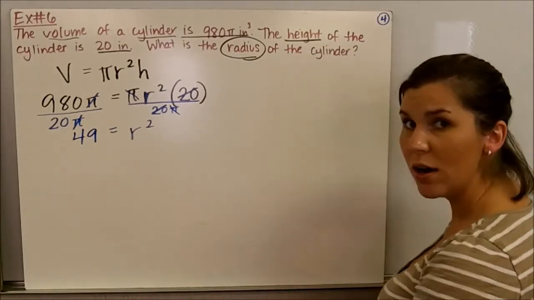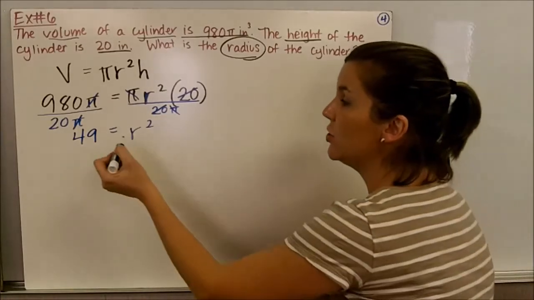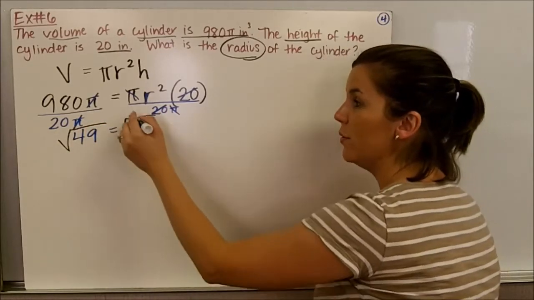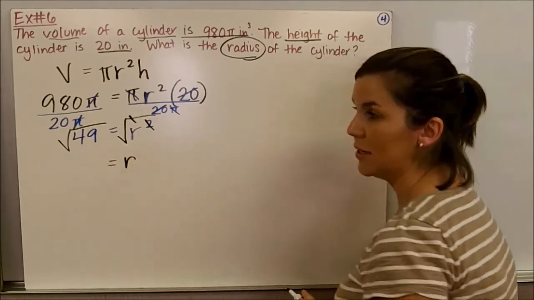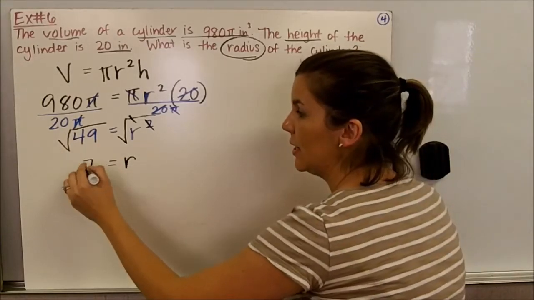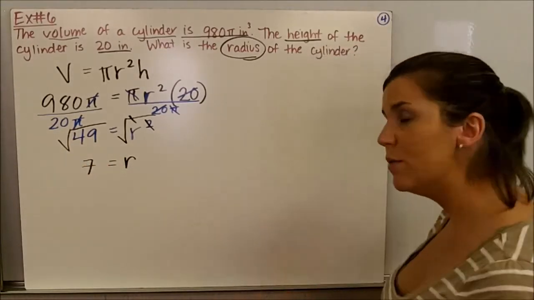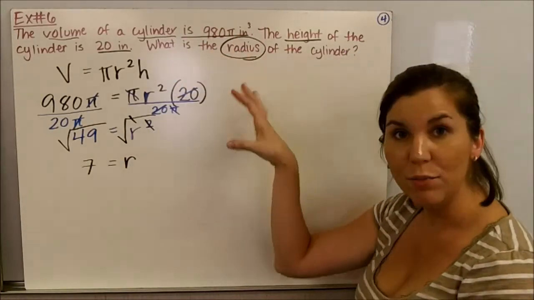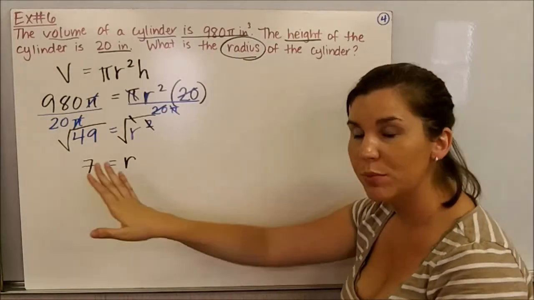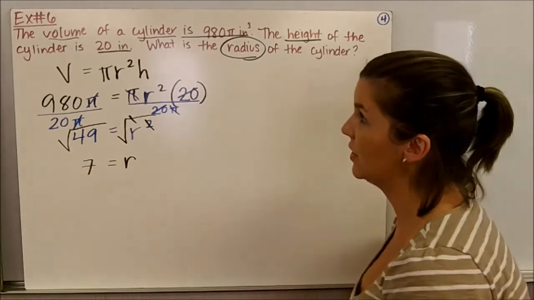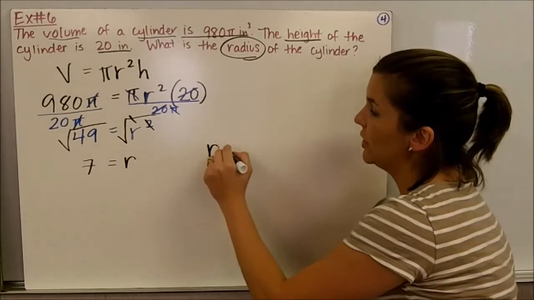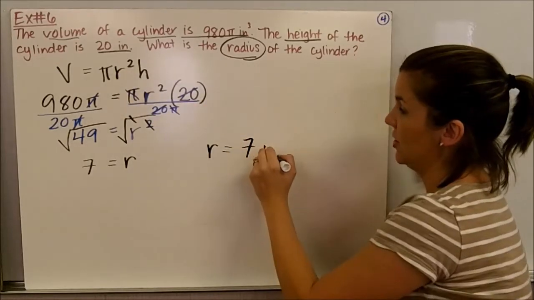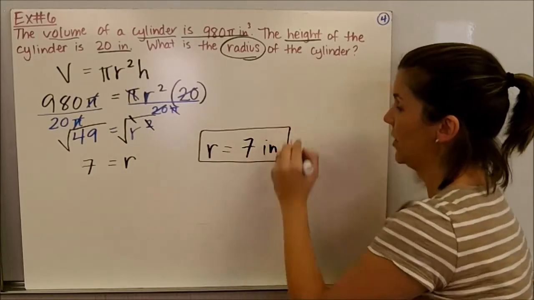And I don't have r, I have r squared. So I need to undo the second power by taking the square root. Opposite of squared is square root. And I get r by itself now. The square root of 49 is 7. Now we know that the square root of 49 could also be negative 7, but in terms of real life problems, we're only going to use the principal square root, which means just the positive answer. Again, it's a word problem, so let's include units in our answer. So 7 inches is our radius.